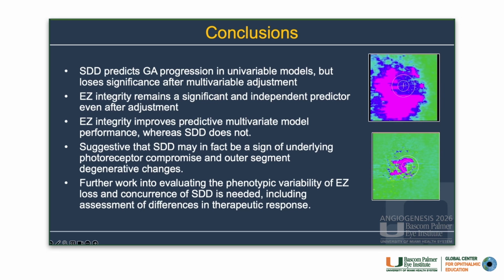In addition, ellipsoid zone integrity improves predictive multivariate model performance, whereas SDD does not. This is suggestive that SDD may in fact be a sign of underlying photoreceptor compromise and outer segment degenerative changes. Further work into evaluating the phenotypic variability of ellipsoid zone loss and concurrence of SDD is needed, including an assessment of differences in therapeutic response based on the presence or absence of SDDs.